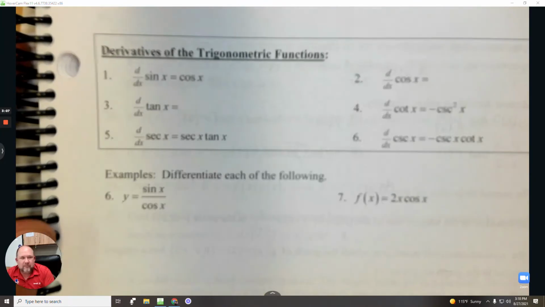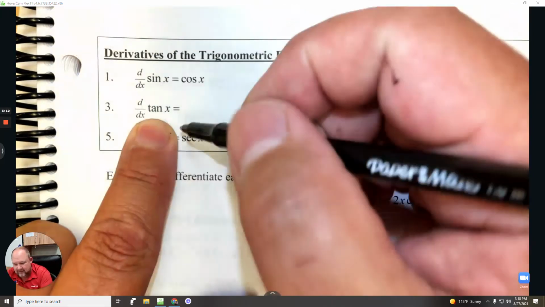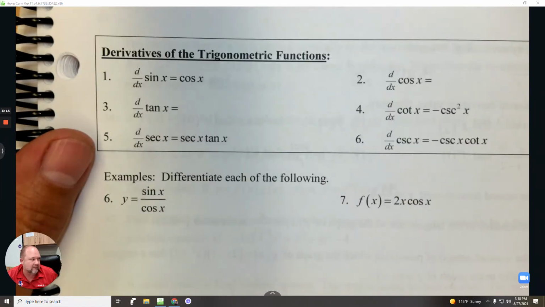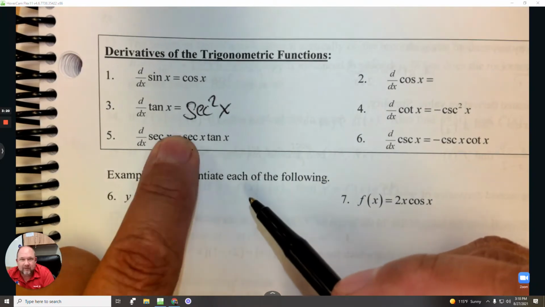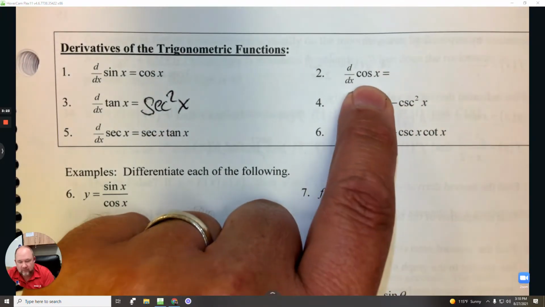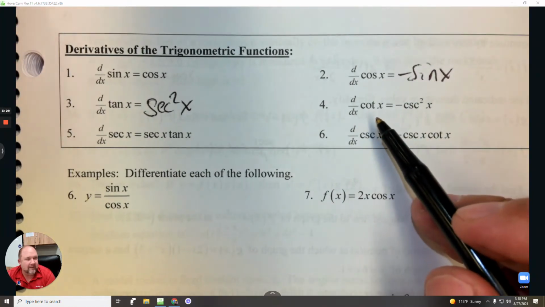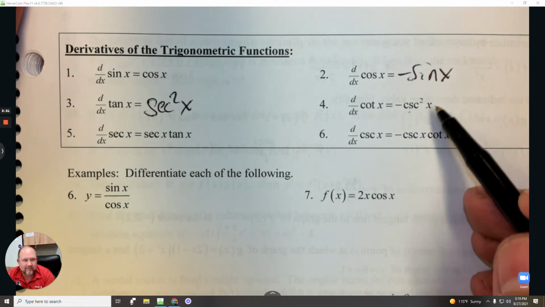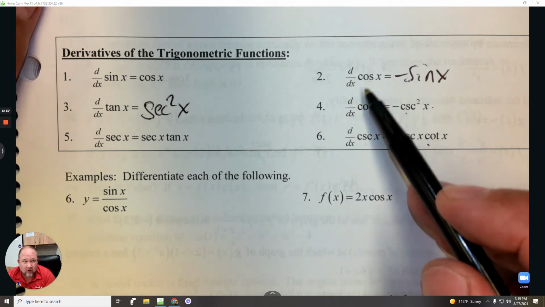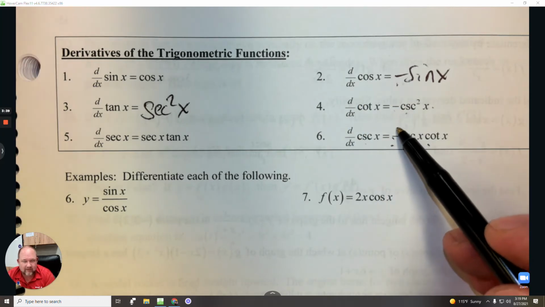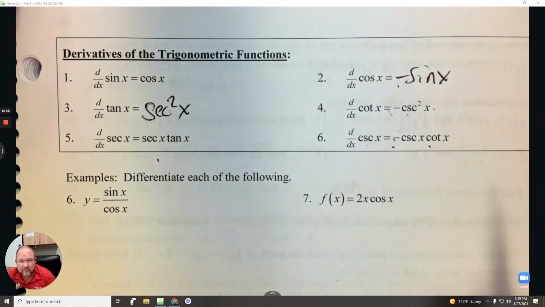Here's a bunch of rules. Whoa. The derivative of sine is cosine. The derivative of tangent is secant squared. The derivative of secant is secant tangent. The derivative of cosine is negative sine. The derivative of cotangent is negative cosecant squared, and the derivative of cosecant is negative cosecant cotangent. Notice derivatives with co all start with a negative. That's a pattern. The other ones don't. There are patterns here to look at, and you just simply need to know these.